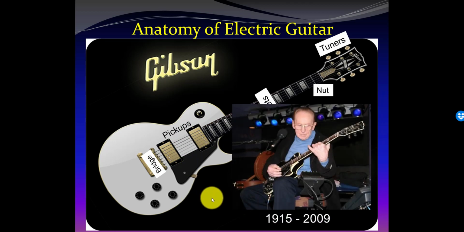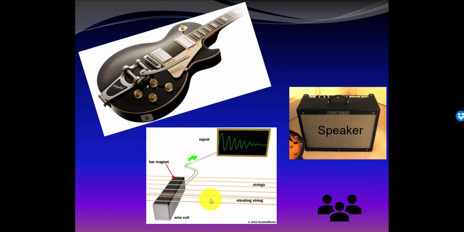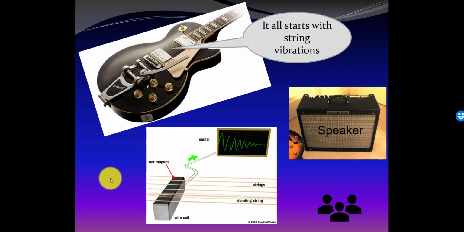Les Paul is a guitar as we know it, but it is also a person, and Les passed away a number of years ago, but he was still playing at the Iridium Club in New York until the ripe old age of 80 plus. So here's another guitar, but we'll go through how we produce sound.